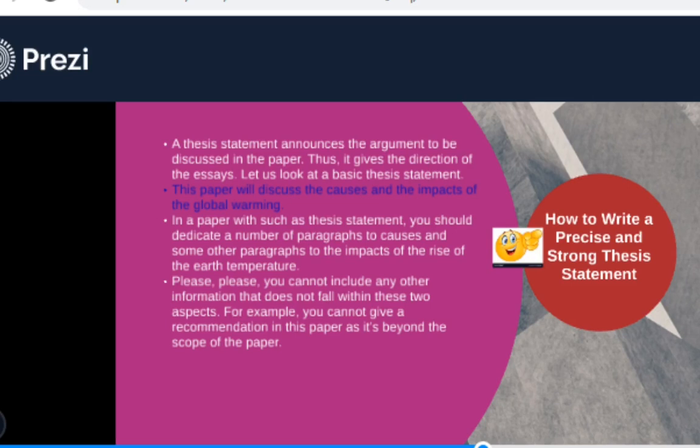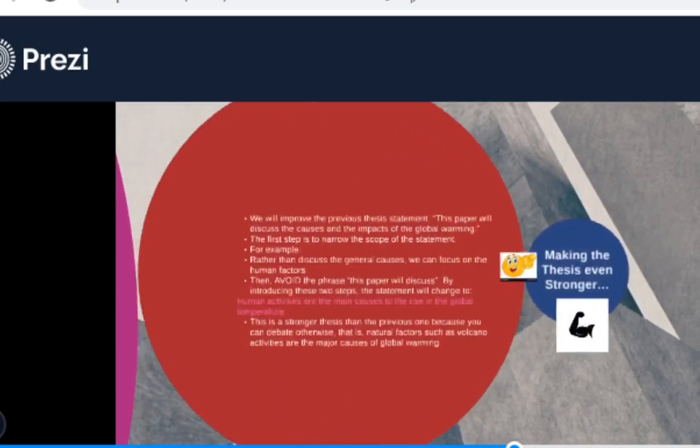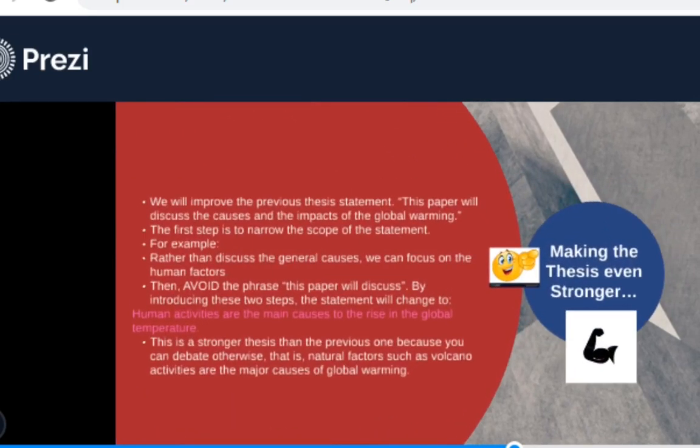The above thesis statement is a very weak one, and only high school students are allowed to have such statements. In college and higher levels, the thesis statement must be strong, debatable, and specific. Let's look at how to write a strong thesis statement. We shall do so by improving the previous thesis statement. The first step is to narrow the scope of the statement. For example, rather than discuss the general causes, you can focus on the human factors.